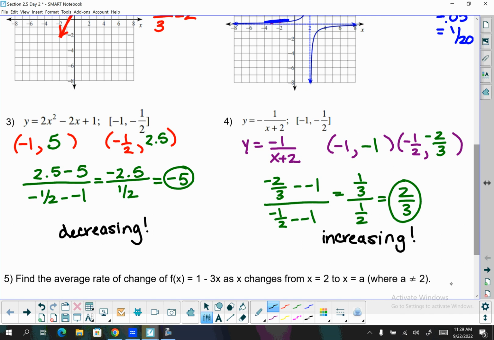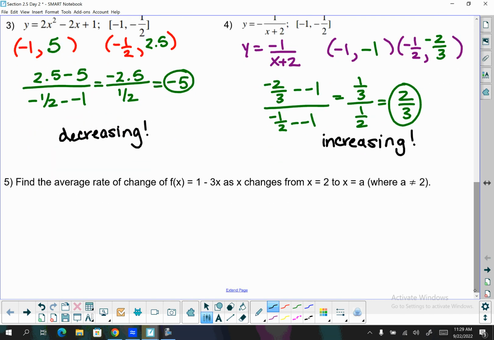Okay. Any other questions on 3 or 4? Calculating average rate of change. Okay, let's do the last one of these at the bottom then. It says, find the average rate of change for the function 1 minus 3x as x changes from 2 to a. So this one, we have a starting x value, but the ending x value could be anything. So we're just going to use an a.